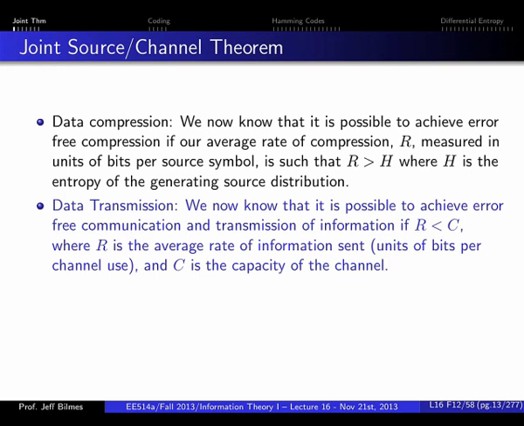If the number of bits per source symbol is less than the number of bits per channel use, we should be able to send those bits through. And maybe if these things were matched, we should be able to communicate perfectly.